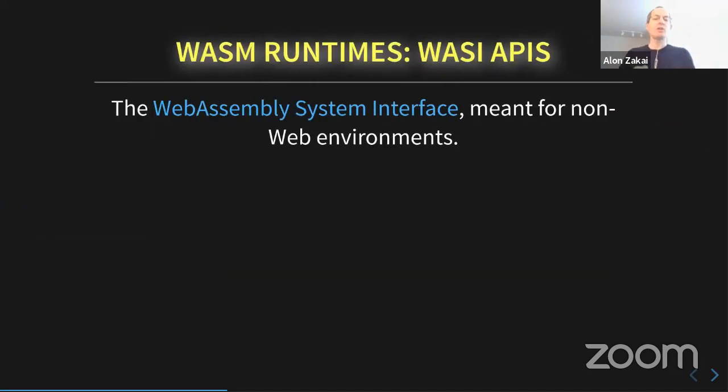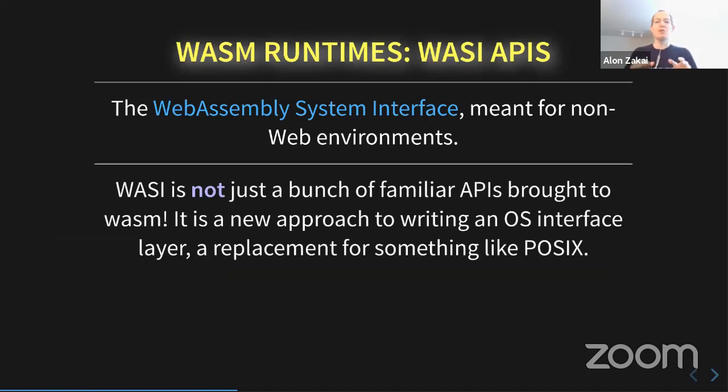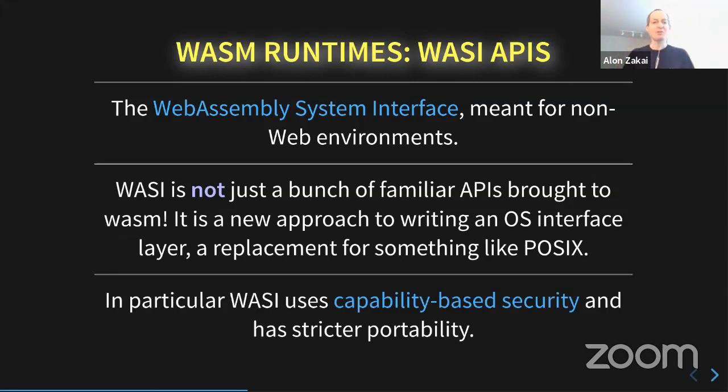On Wasm runtimes, on the other hand, we have the WASI APIs. WASI is the WebAssembly System Interface, which is meant for non-web environments. It's important to stress that WASI is not just a bunch of familiar APIs brought to Wasm. It could have been just read file, write file, etc., just straightforwardly. But it's actually not. It's a new approach to writing an OS interface layer in a new way. It's kind of a replacement for something like POSIX if we were thinking about it from scratch and trying to do it right, sort of.